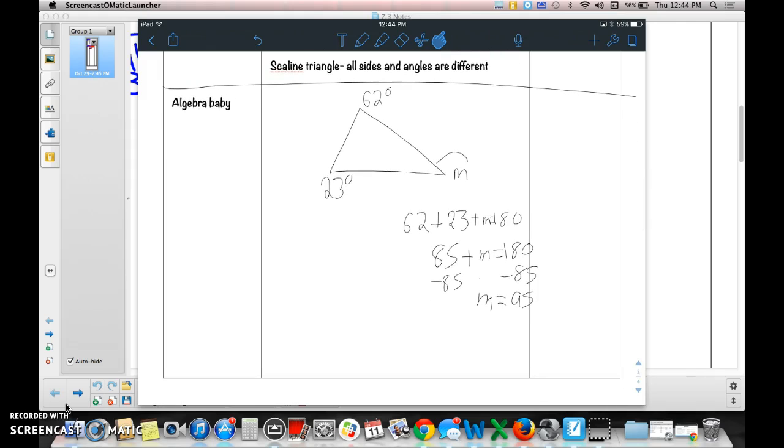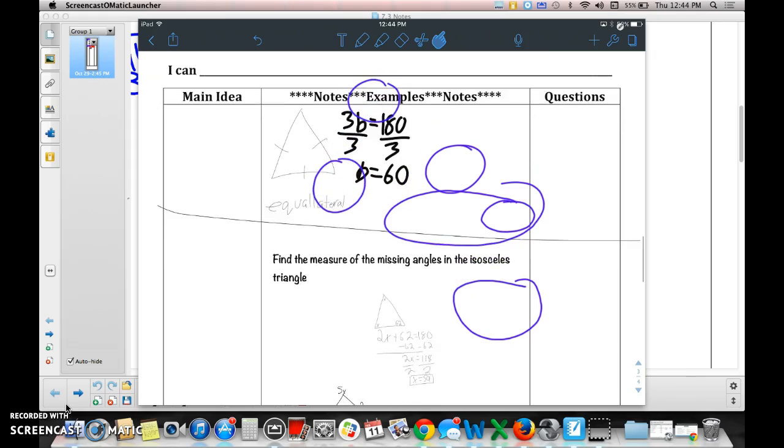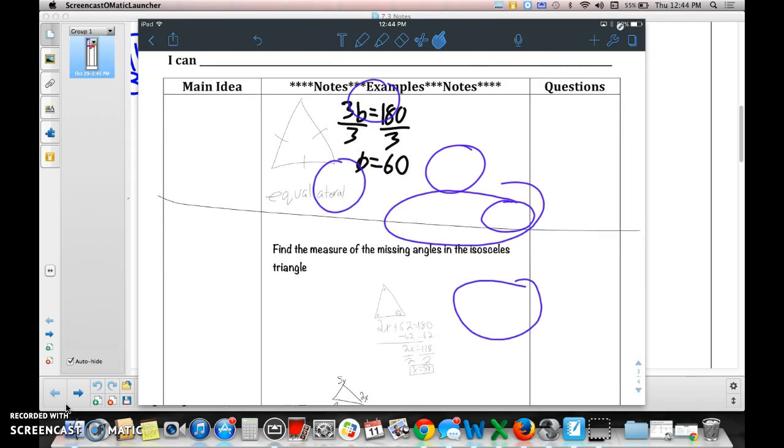Triangle sum theorem. Because we have 62 and because we have 23, we know that M is going to be 95 degrees, because if you add all of these up together, they're going to equal 180. Scroll, please. Okay, let me erase this.